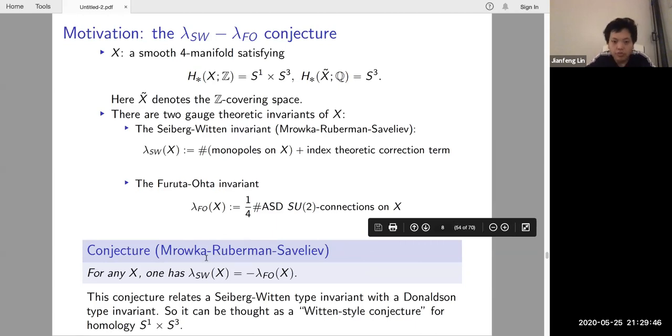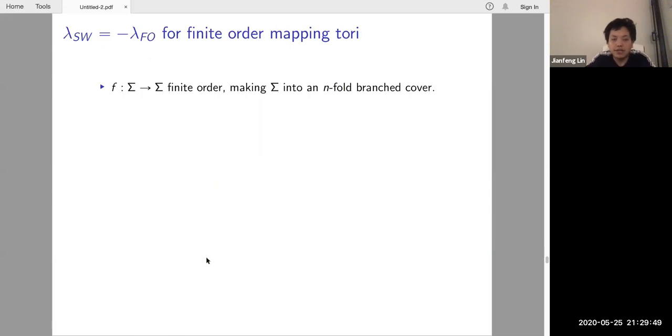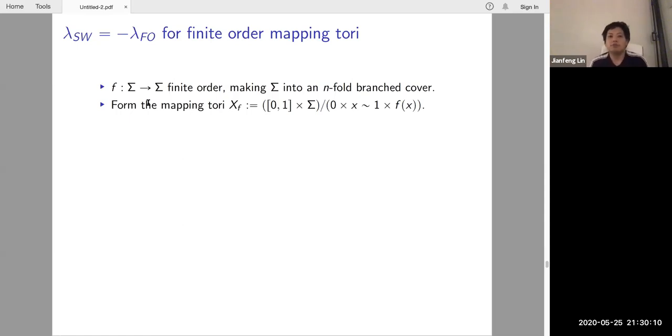Okay. All right. And so let's specialize this conjecture to the case of mapping tori. We let F be a finite order diffeomorphism, which makes sigma into an n-fold branched cover of an integral homology three sphere. Now we can form the mapping torus. Namely, we take the product of [0, 1] with sigma and we glue the two boundary components using the diffeomorphism F. That will give us a manifold that satisfies the homological condition previously mentioned.